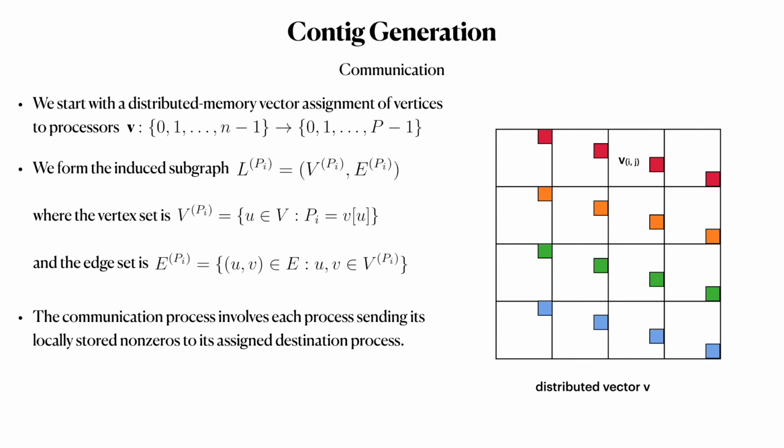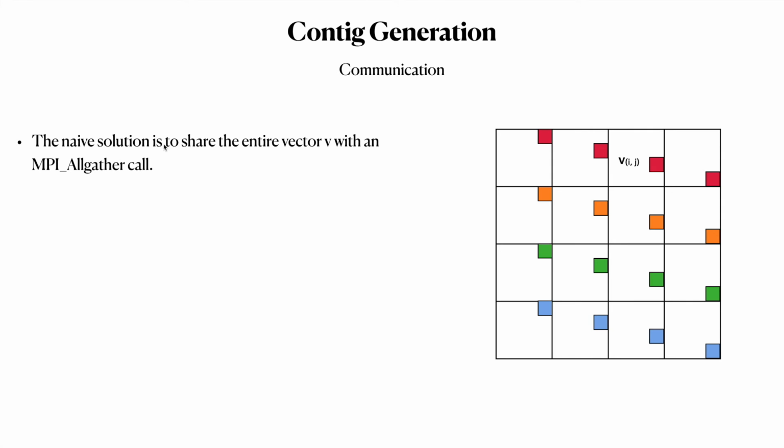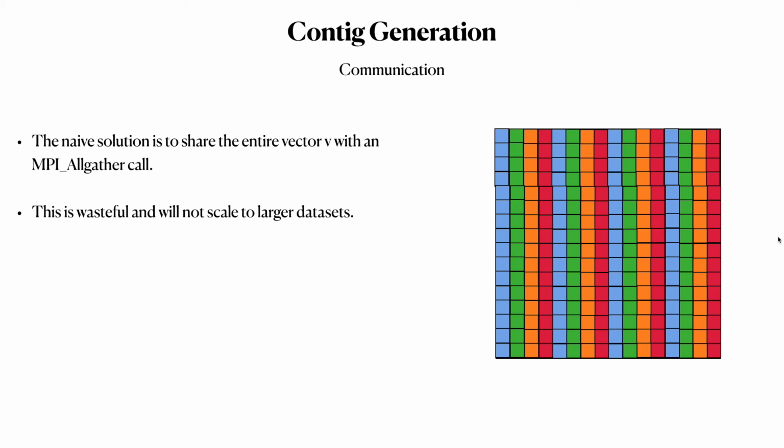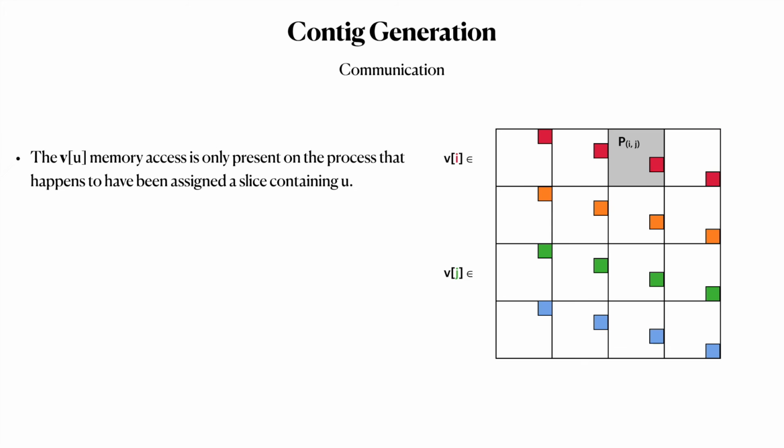However, there's going to be a problem, which is that a given processor doesn't necessarily know where it needs to send its particular edges, because it doesn't necessarily have access to all of the vector assignments, because this is a distributed vector. There's a very simple naive solution, which would be to do an MPI all gather across the entire world communicator and share everything with every processor. However, this doesn't scale because we will have to do a ton of communication that's unnecessary.